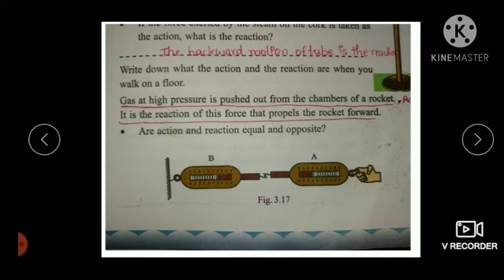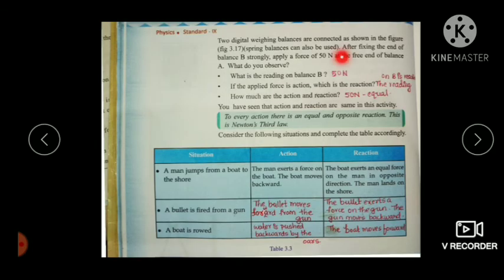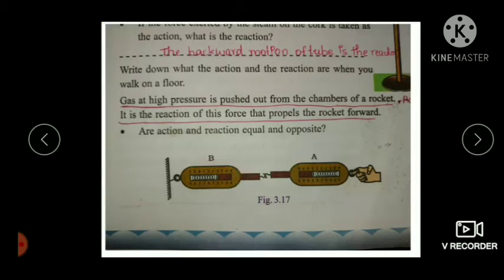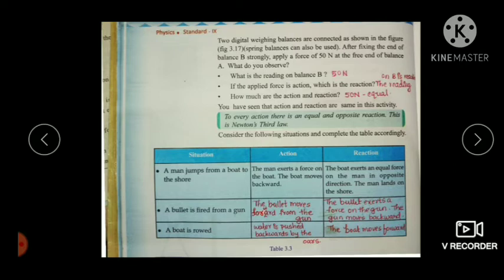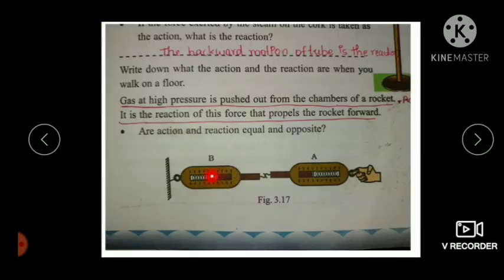So after fixing the end of balance B, we strongly apply a force of 50 Newton at the free end of balance A. What do you observe? So if we apply 50 Newton at the end A, what is the reading on balance B? Yes, the reading on balance B will be how much?